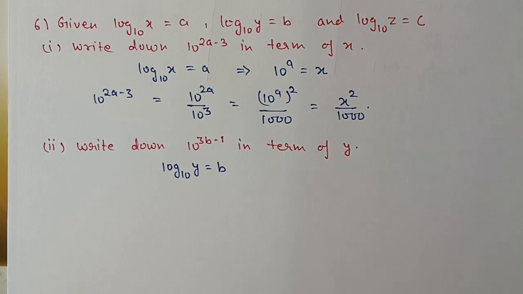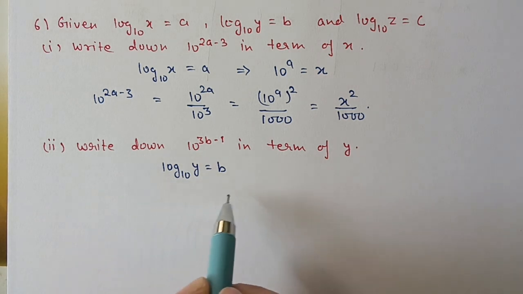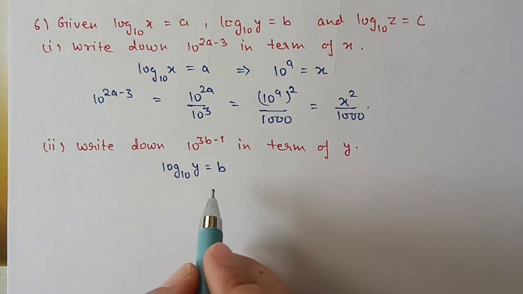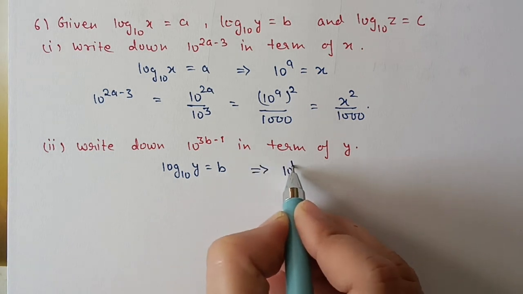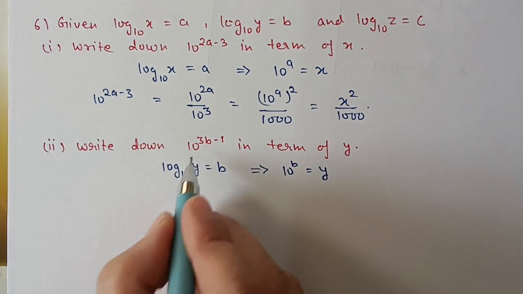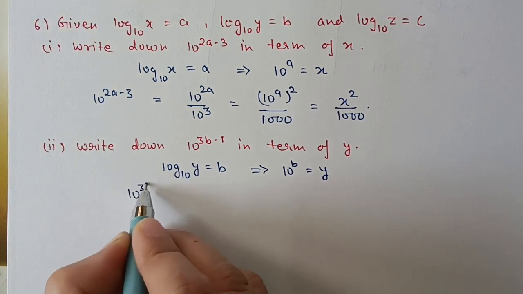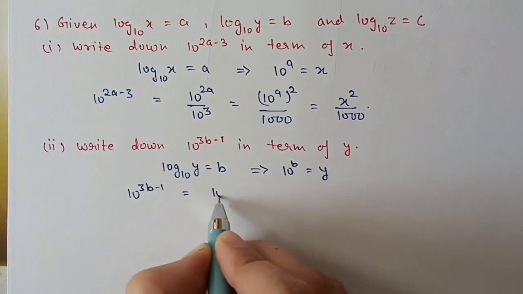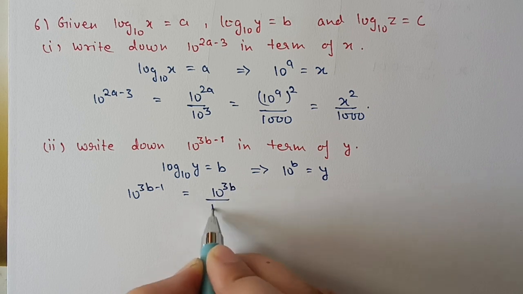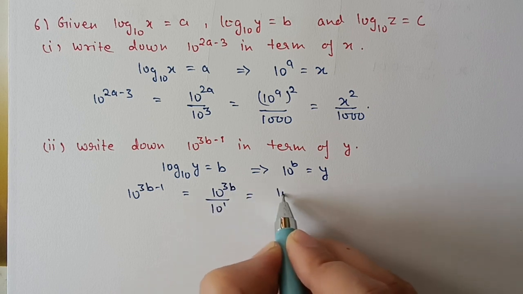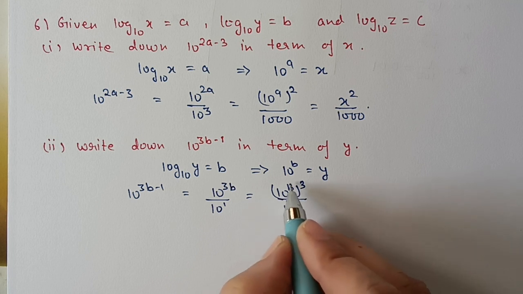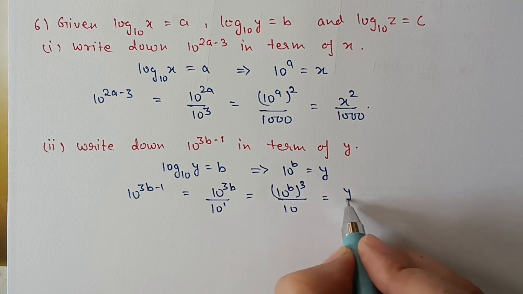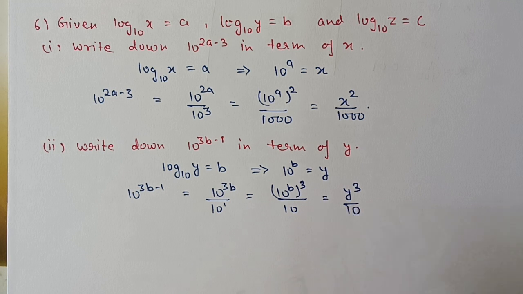Second part, write down 10 to the power 3b minus 1 in terms of y. So first, log y equal to b we will change into the exponential form. This will be 10 to the power b is equal to y. Now this you split out. We can write it 10 to the power 3b divided by 10 to the power 1, or 10 to the power b whole cube by 10, and 10 to the power b is equal to y, so y cube by 10.